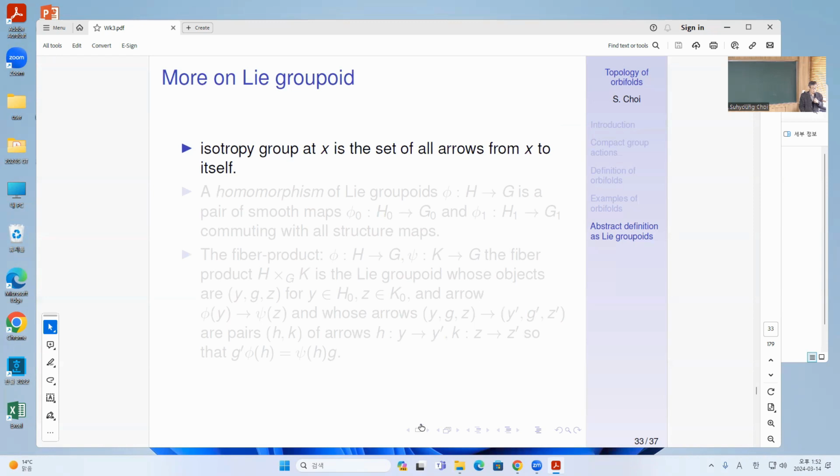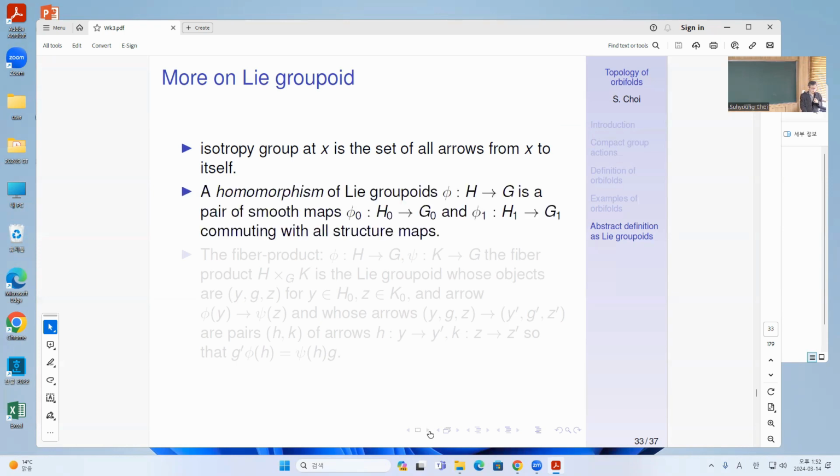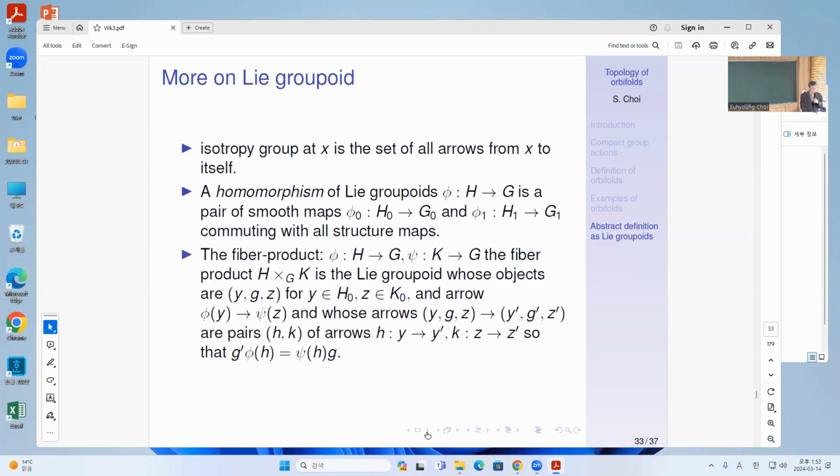So the isotropy group at X is the set of all arrows from X to X. Okay, so it just goes from X to X, and you collect those points. And a homomorphism of a Lie groupoid from H to G is a pair of smooth maps, so H has H0 and H1, and you get smooth maps H0 to G0, and H1 to G1, which commute with all the structural maps.